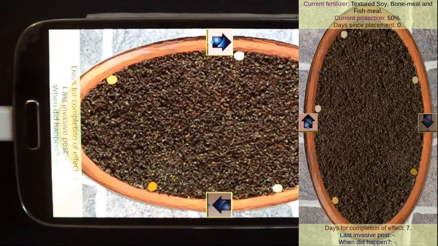Basically, that's how the fertilization works, the defensive fertilization side of the application.